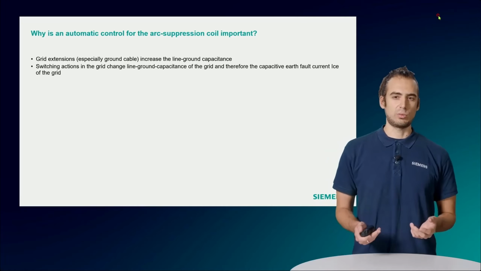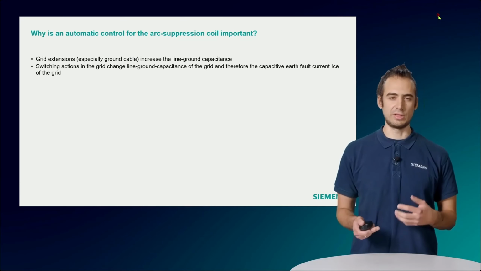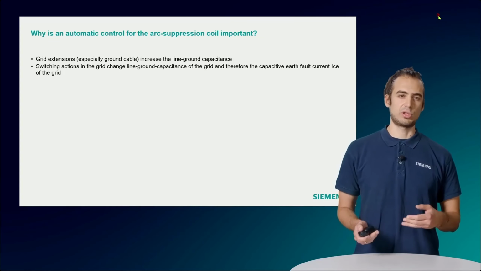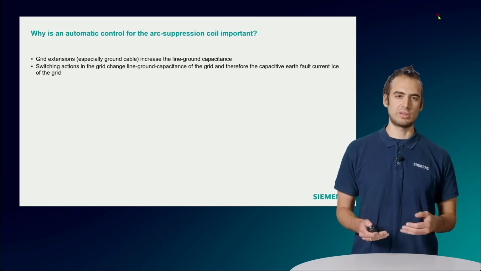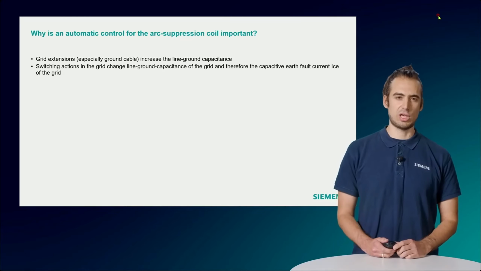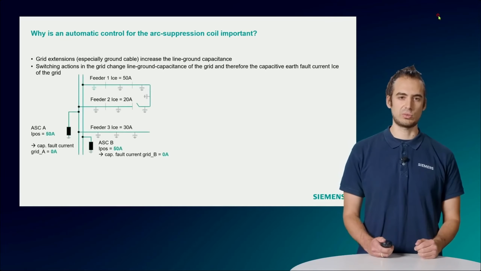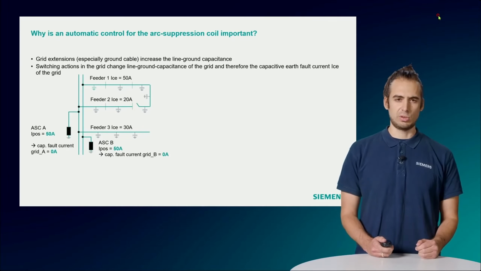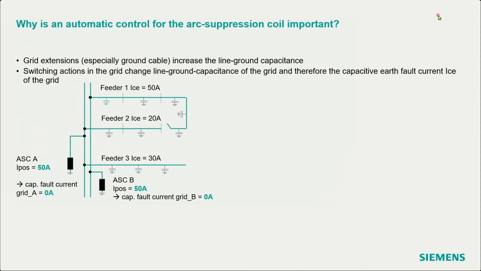But why do we now need a control for the arc suppression coil? The answer to this is relatively easy. It's because the capacitive earth fault current, the line to ground capacity of the grid, does not remain constant, but it changes over time. It changes due to grid extensions, but especially it changes due to switching actions we have in the grid. You also have a small example with two arc suppression coils.